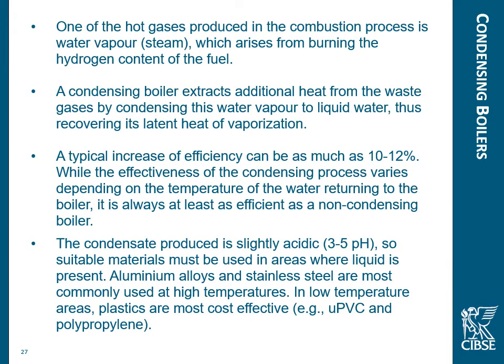So one of the hot flue gases produced in the combustion process is water vapor, and generally that's slightly acidic, at 3 to 5 pH, so it can corrode away at aluminium. Typically, increasing efficiency can be as much as 10 or 12% when it's working in the condensing mode.